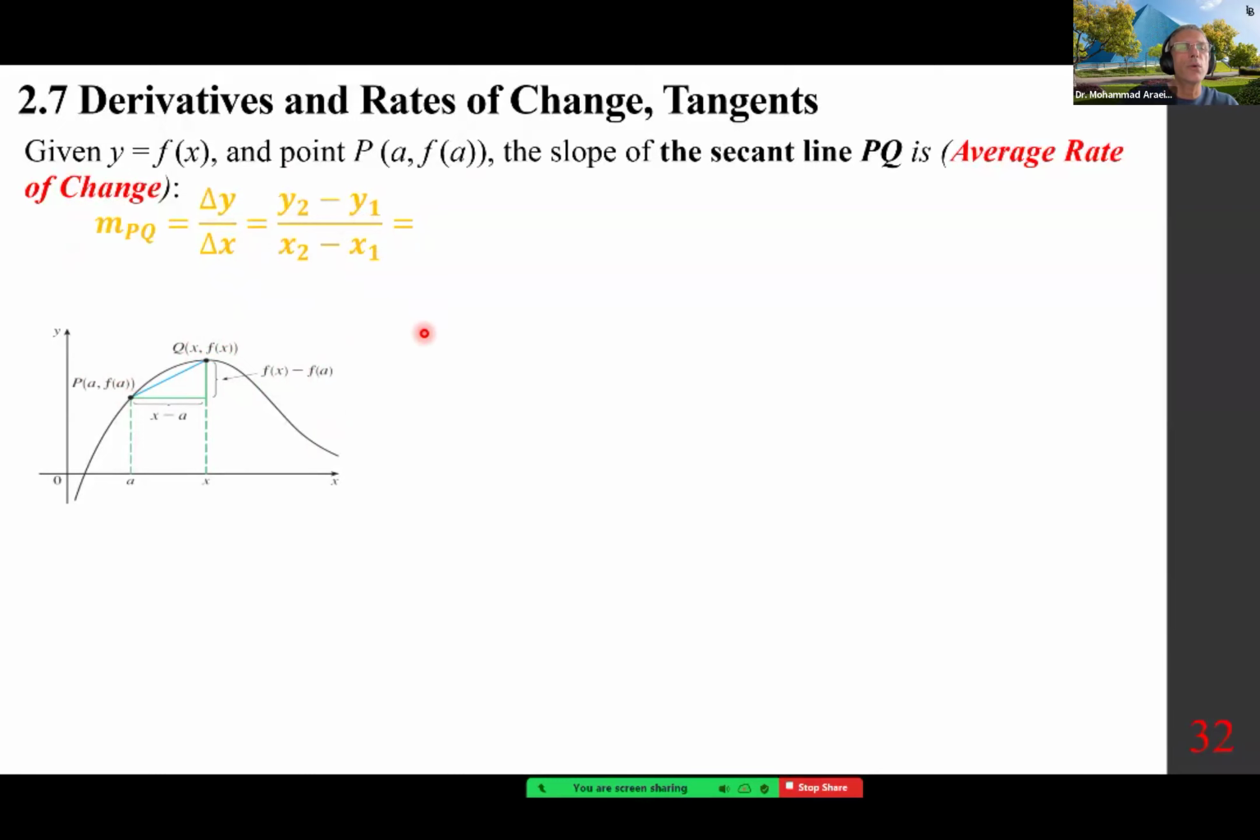Now, if you stick with what we have here, take a look. If we go with this one, just the way it is, you're going to say f of x minus f of a over x minus a. So if I write it in this format, that's the same as this one.